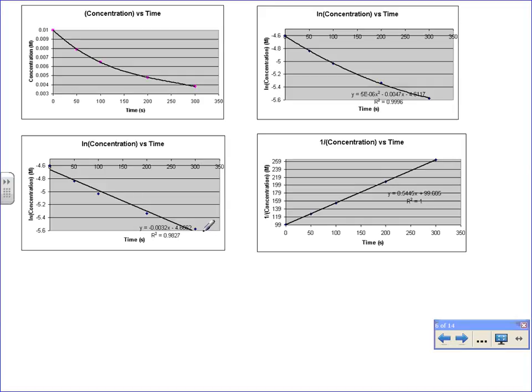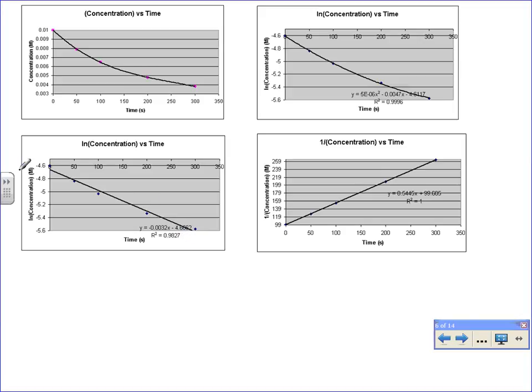So I added a trend line saying that I wanted it to be linear and I wanted it to show me the equation of the line. I also asked Excel to display the R-squared value. The R-squared value is a statistical value that really is showing me how close my data are to my trend line overall. When R-squared is equal to 1, that means that you have selected a perfect fit to your data.